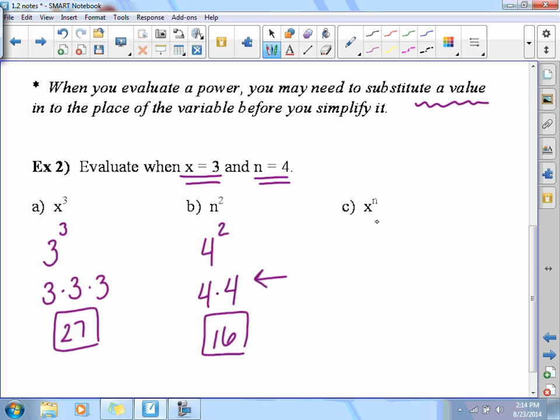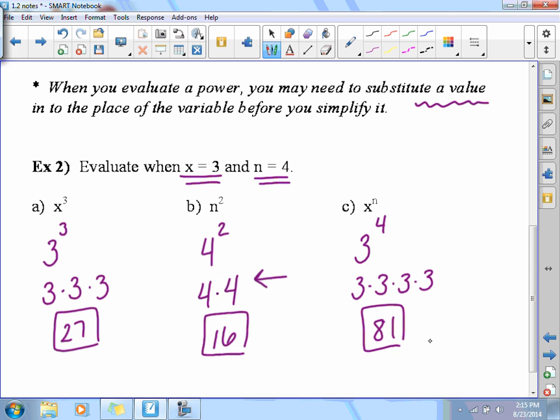Now, part C is a little trickier because we have two variables that we're going to substitute values in for. But it follows the same rules. X is 3 and n is 4. So now I have 3 to the fourth power. Now I have an actual expression with numbers that I can evaluate. So that's 3 times itself 4 times. 3 is my base, and 4 is my exponent. So it tells me I have to multiply 3 by itself 4 times. So 3 times 3 times 3 times 3 gives me a value of 81.